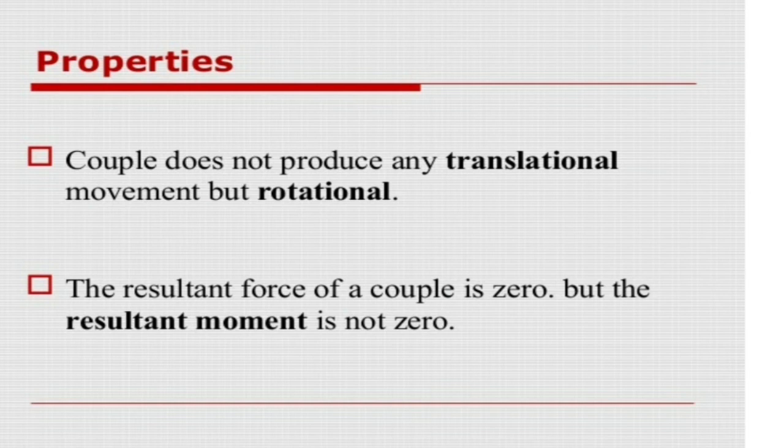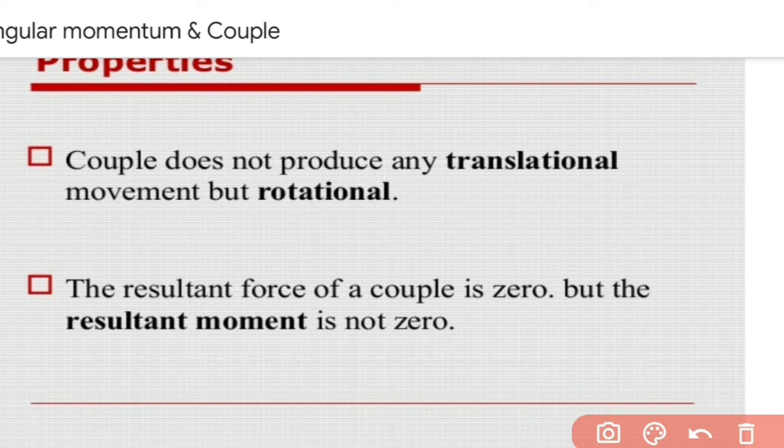If the net force is equal to 0, we can say that acceleration is equal to 0 and there will not be any translational movement. Okay. And due to couple, there will be torque. That means the resultant moment, or net torque, will not be equal to 0, but net force will be equal to 0. So you can write it like this also.